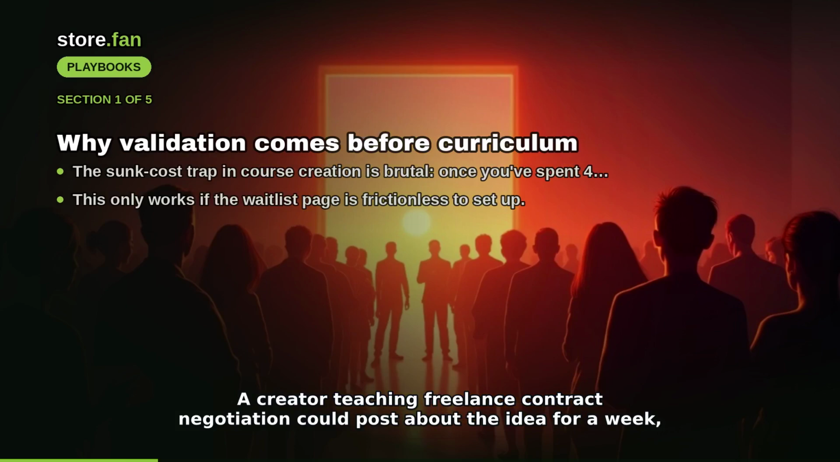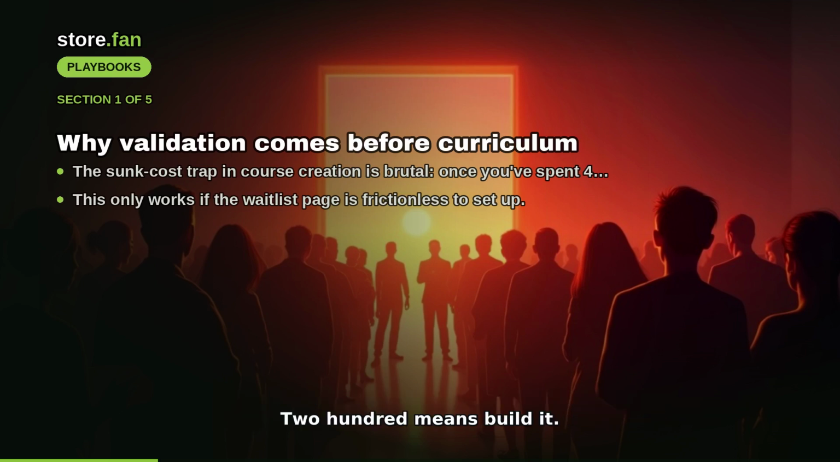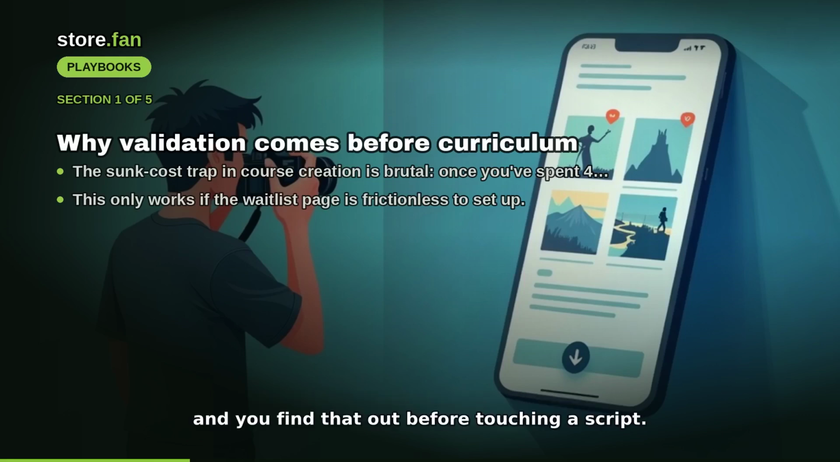A creator teaching freelance contract negotiation could post about the idea for a week, drive traffic to a single free page, and know within 10 days whether 200 people raised their hand or 12 did. 200 means build it. 12 means the topic needs reframing, a different audience, or a different price. And you find that out before touching a script.